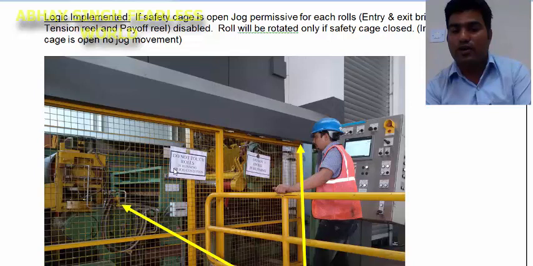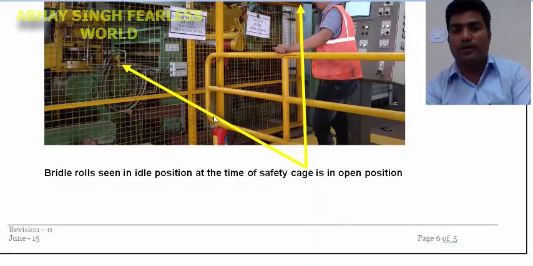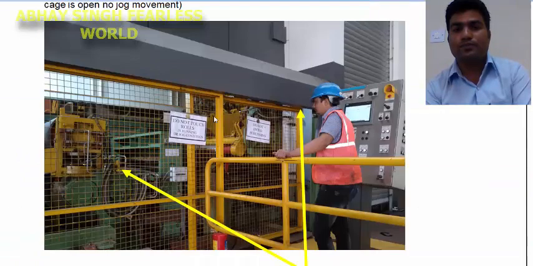That means if the safety cage is in the enclosed position, only at that time can the roller be operated. But if you go inside and try to operate that roller, it will not operate, because this safety interlock was positioned here, and if you open this door, then automatically the roller will be shut down. In the picture, the safety cage is open, no jog movement.